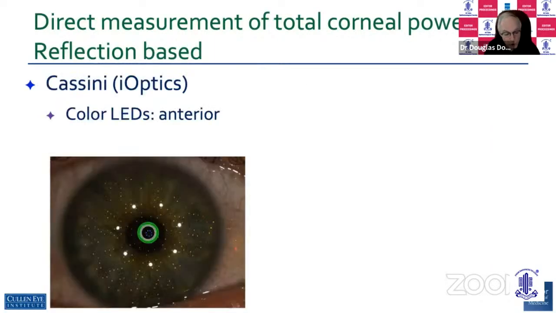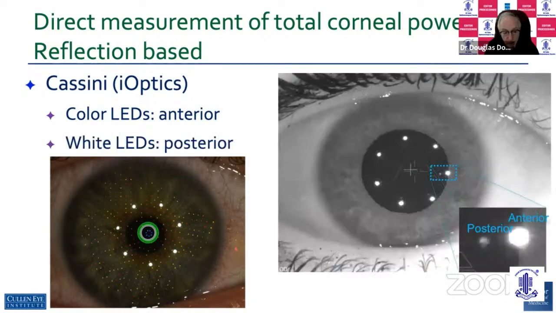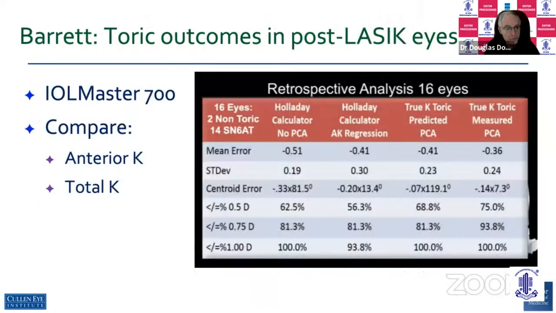Another approach that's interesting is to actually use reflection-based technology, which is what we use for the anterior cornea, reflections of LEDs. In this case with the Cassini, the color LEDs measure the anterior corneal power and curvature, but the white LEDs that you see here, these 7, can be detected as the reflection off the posterior corneal surface. There's the anterior cornea, this is the posterior cornea, and I think it's going to be interesting as this technology evolves and continues improving, whether or not this might prove to be most accurate, because we do know that reflection technology for the front of the cornea, at least up until this point, has proven to be the most accurate way to measure anterior corneal curvature.